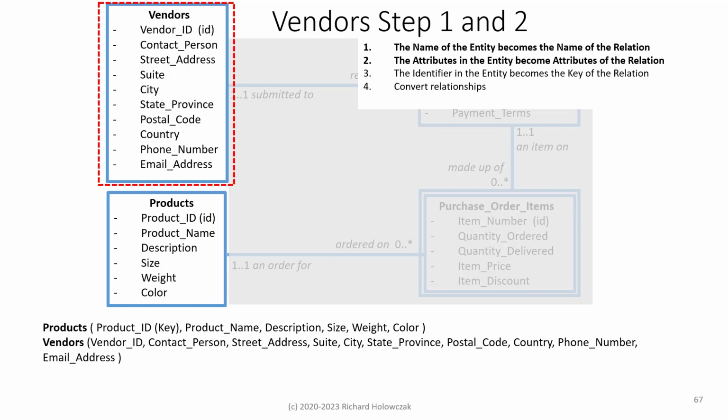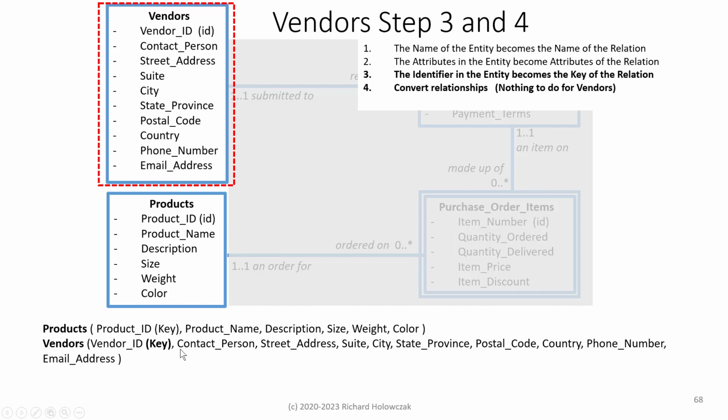We can also work on vendors. Again, I did 2 steps at a time. The name of the entity becomes the name of the relation, and we've copied in all of the attributes. The identifier becomes the key. Vendor ID becomes the key for the vendor's relation. And again, there's nothing to do for vendors as far as relationships are concerned because vendor only appears on the one side of a one-to-many relationship.